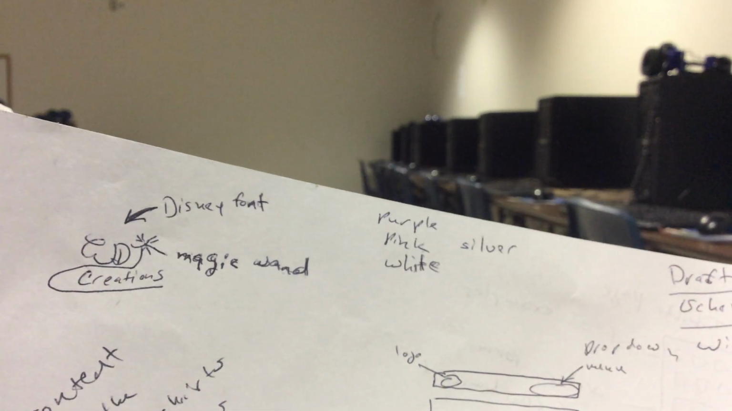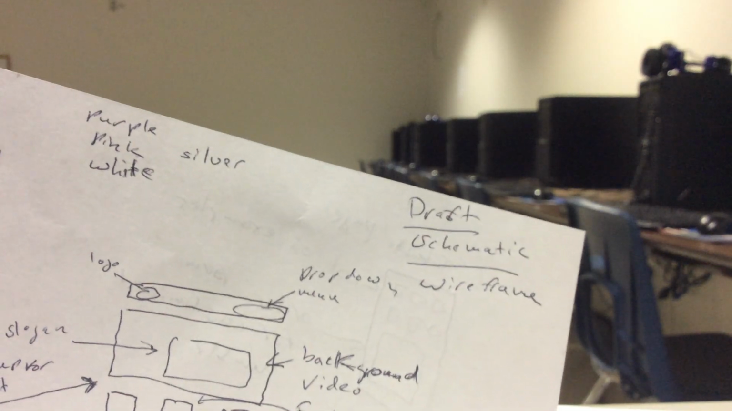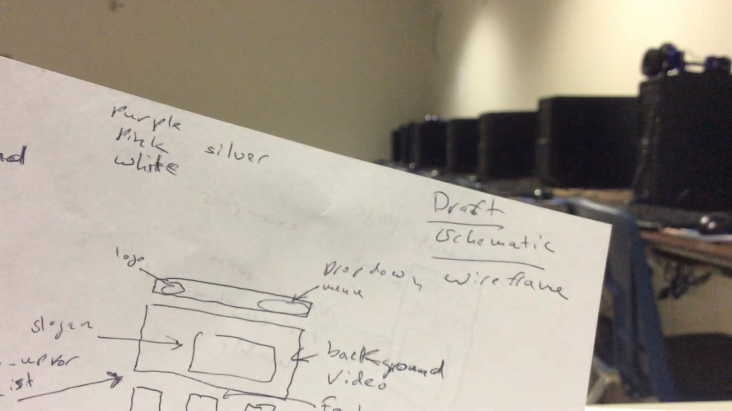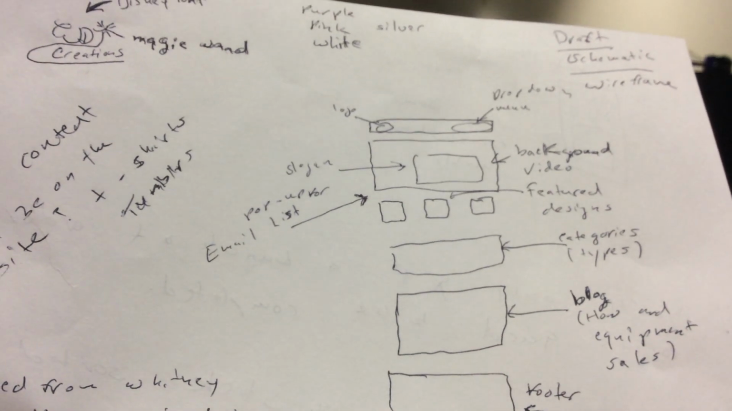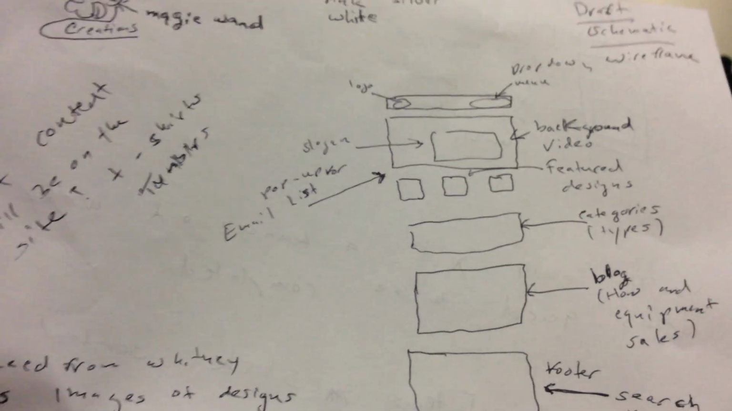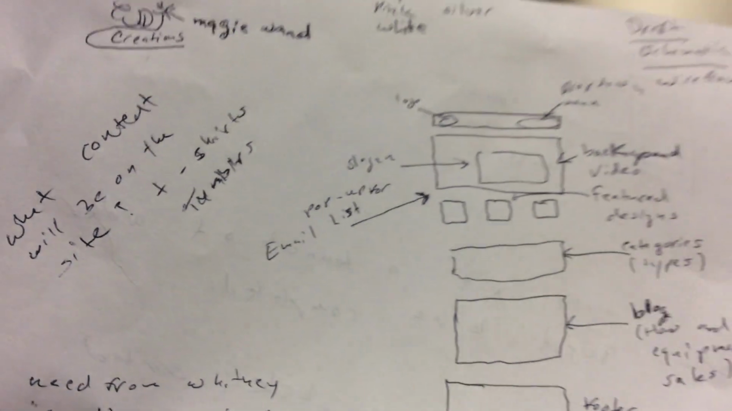These are the colors: purple, pink, white, and silver. Then we also have here a draft schematic wireframe. That's what I'm titling this. And if we come over to this side, we start to see a bit of a rough sketch of what I'm thinking about doing for the site. So let me go ahead and explain this to you.